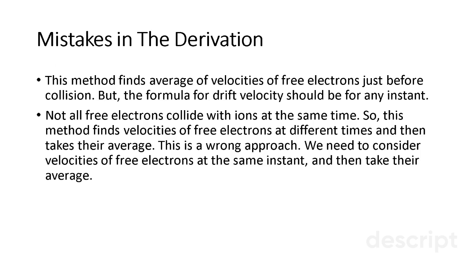This is why the method is wrong. One mistake is that this method finds average of velocities of free electrons just before collision, but the formula for drift velocity should be for any instant. Another mistake is that not all free electrons collide with ions at the same time. So this method finds velocities of free electrons at different times and then takes their average. This is a wrong approach because we need to consider velocities of free electrons at the same instant and then take their average.